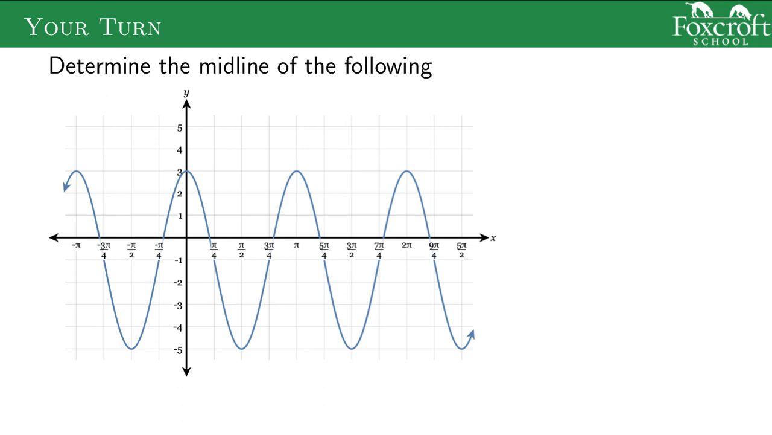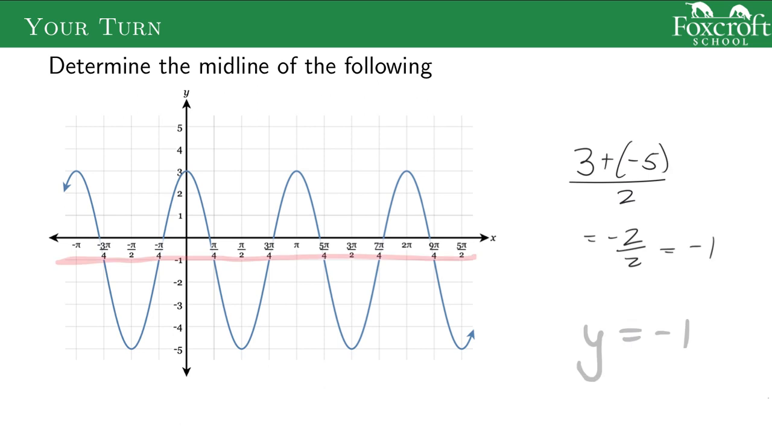All right, here's one for you to try on your own. Find the midline of this sinusoidal function. The answer you get is that your midline is y equals negative 1. Again, just taking the average of the top value, 3, and the bottom value, negative 5, gives you that midline, negative 1.